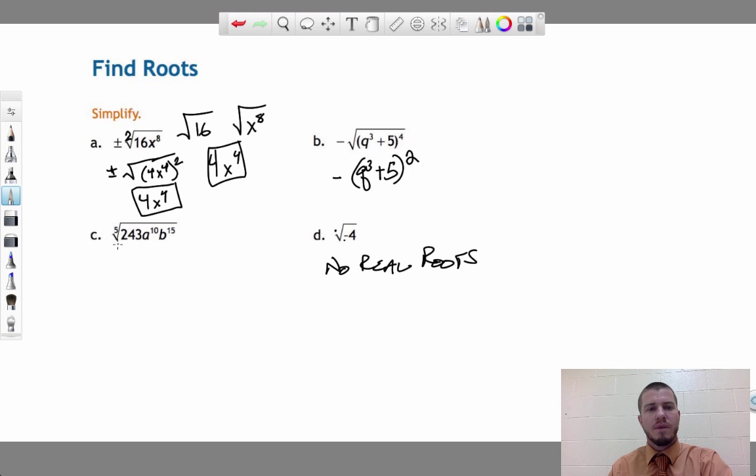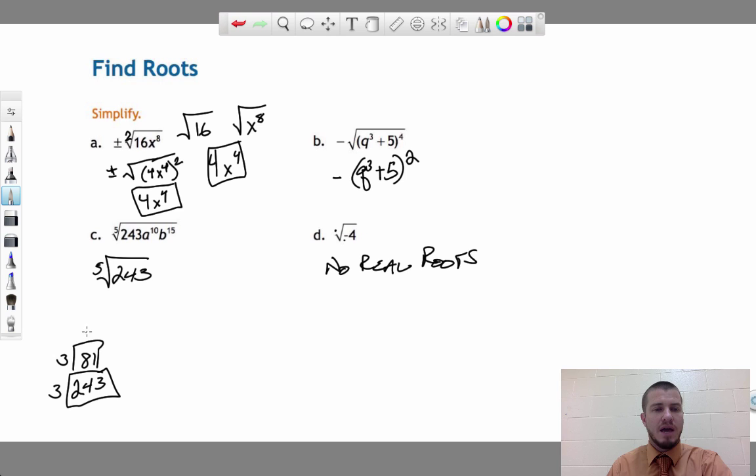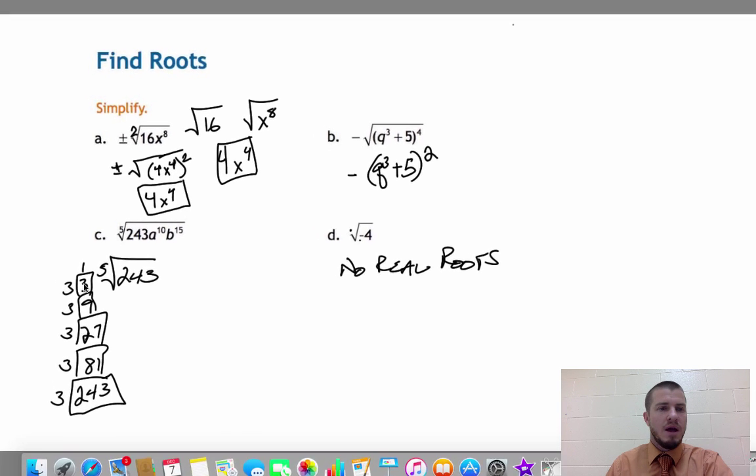And for this one, I have the fifth root of 243, a raised to the 10th, b raised to the 15th. So for the fifth root of 243, we're going to do the factor tree or birthday cake here the same way we did before. I'll do the birthday cake in this first one. I'll do another one later on with the factor tree. But I'm going to divide this by a prime number, and I get 3. This becomes 81. Divide it by 3 again, 27. Divide by 3 again, and I get 9, 3, 3, and 3, and 1.